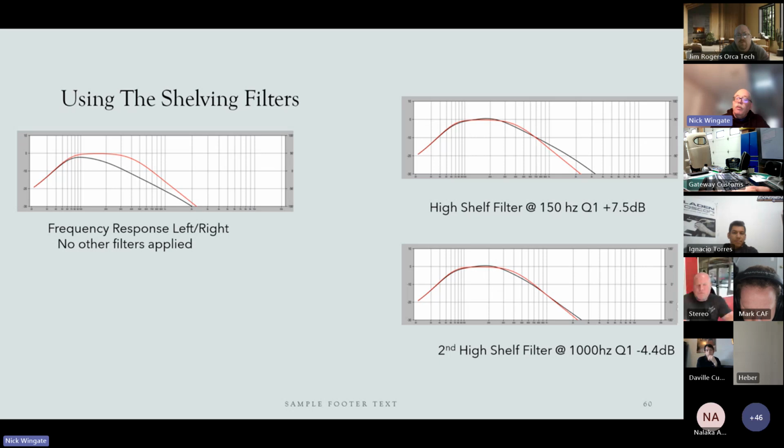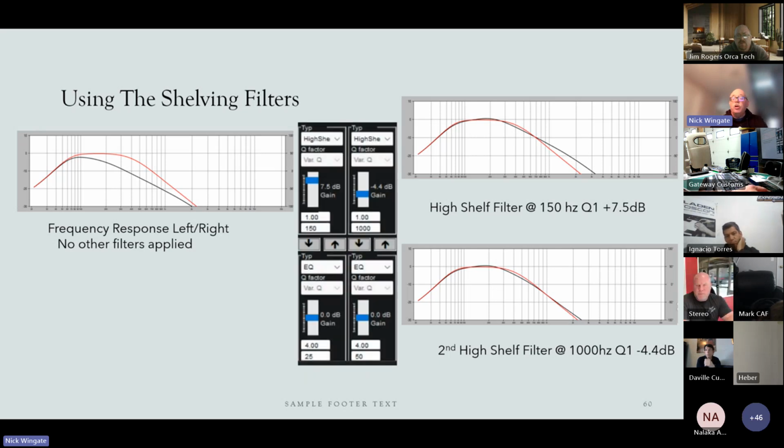Okay. So this makes things easier as far as building crossover networks are concerned. That's the reason why these filters, these high shelf filters, are so powerful. And they're found in your crossover frequency range section of the GUI.